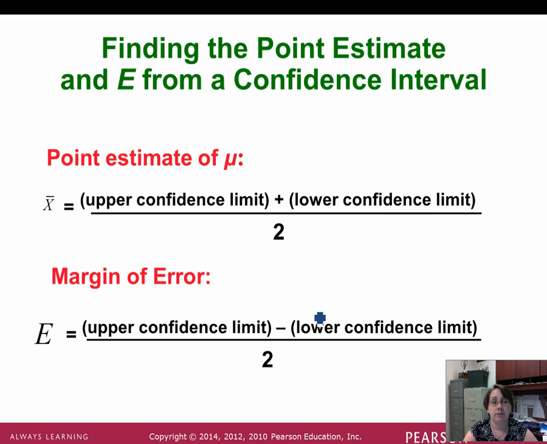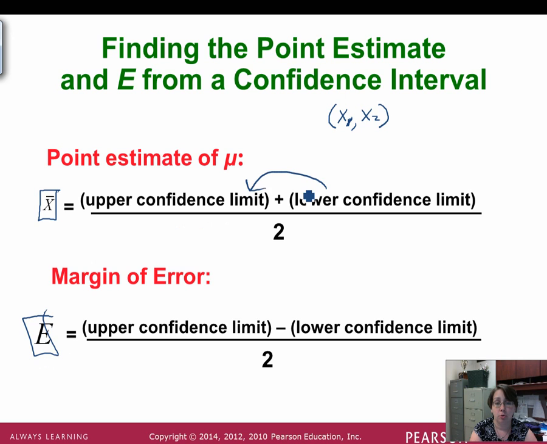Now, if you wanted to find your x bar or your e, so meaning you had a confidence interval, so your confidence interval ranged in this certain interval, so maybe from x1 to x2. That's your confidence interval. What you could do is find your sample mean and your error by adding those two limits and dividing by 2, or by subtracting those two limits and dividing by 2. It depends on which one you're trying to find, but there are cases where you do need to go backwards. Okay?